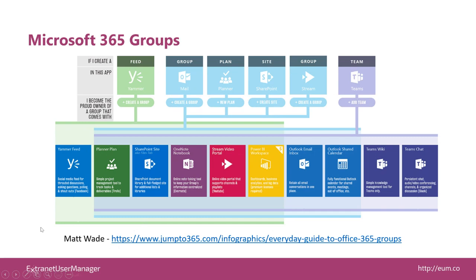And then I want to touch a bit on Microsoft 365 groups. So this is a little bit out of date. Matt Waite's a fellow Microsoft MVP. He published this a couple of years ago. Things have changed a little bit, but the idea he was getting across here is when you create something in Microsoft 365, like you create a new Microsoft team, you don't just get a team. You get a whole bunch of other things, which includes things like Planner plans and a SharePoint team site and a OneNote notebook.